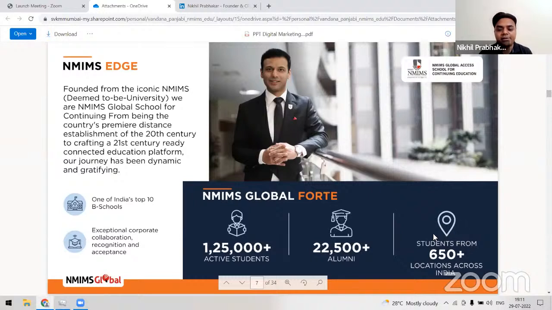There are students who are joining generally from 650 plus locations across India, and because things have been online, this is one good aspect, which is we can make the effort quite democratic. People can participate from any place and at your convenience.